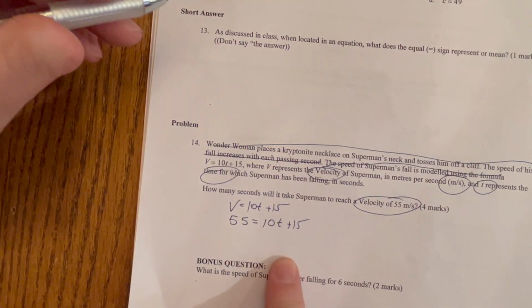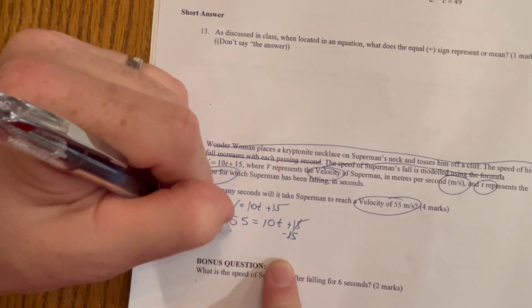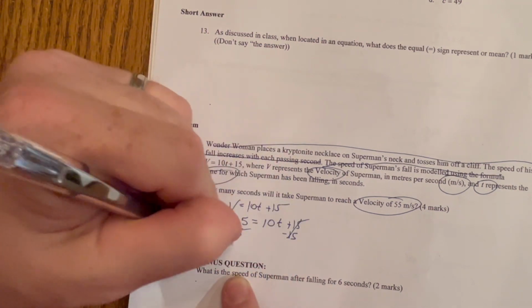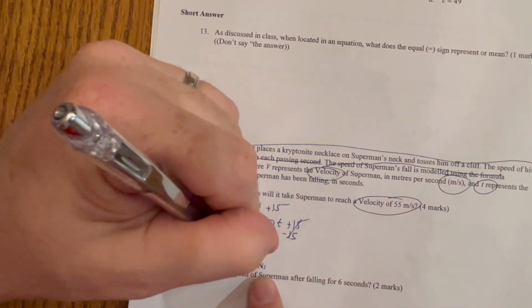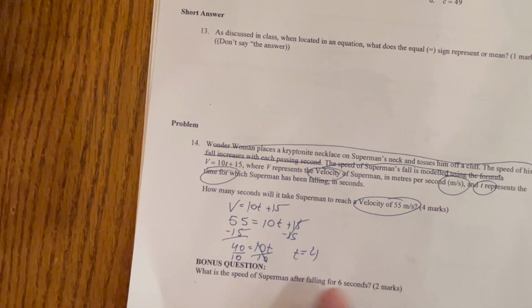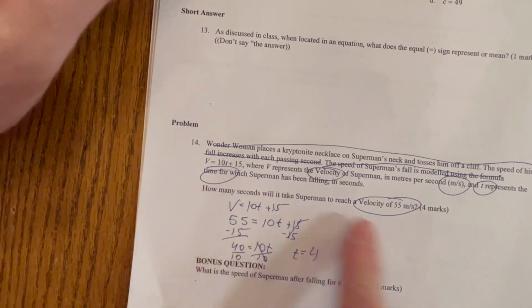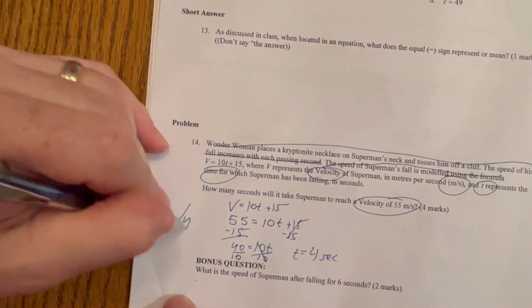So now it's a two-step equation, so you just solve that. So remove the constant, 15. So 55 subtract 15 is 40 equals 10t. Divide by 10, divide by 10, t equals 4, and it's the time per second. So it's seconds, so 4 seconds. Okay, that gets you the 4 out of 4 marks.